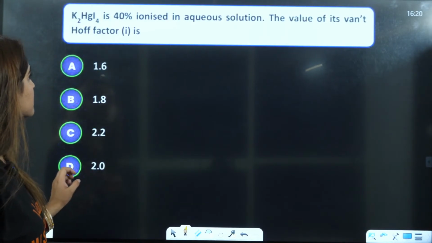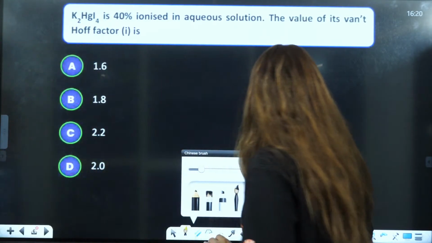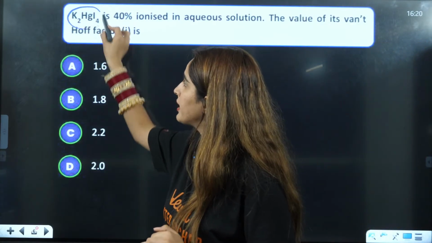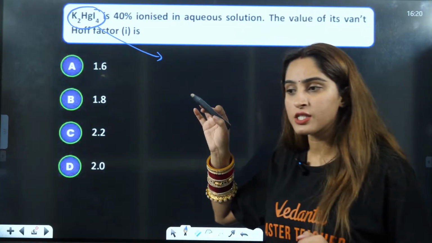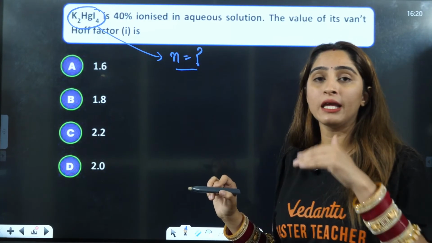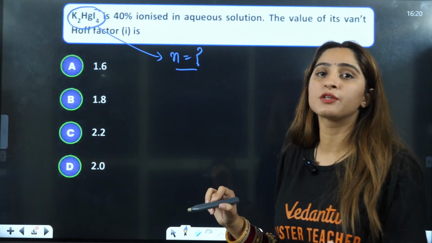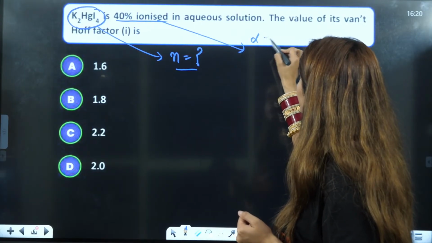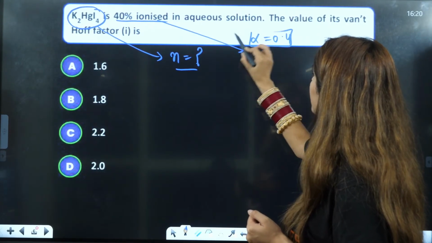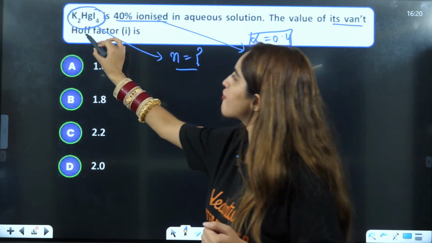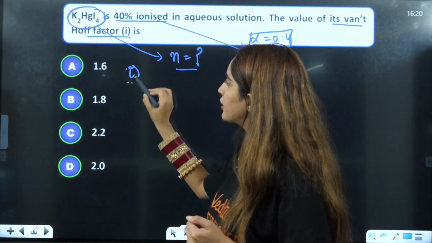Okay. Next is, you have a compound that is K2HgI4. This is a very, very important compound. They can directly ask you what is the value of n here, in how many ions it will dissociate. It is 40%, that means alpha is given to be 0.4. The value of its van't Hoff factor, that is i, they are asking you, right?